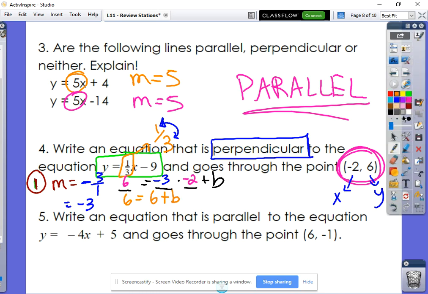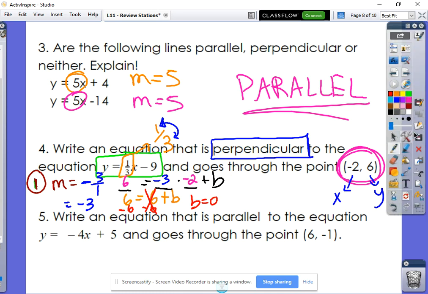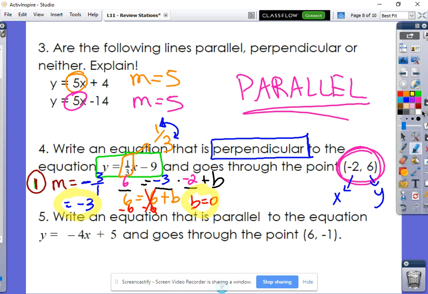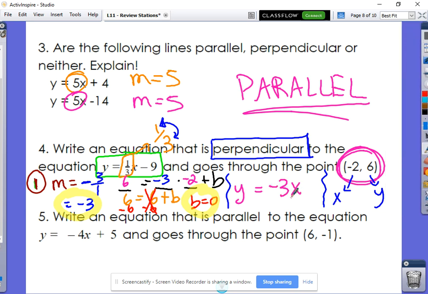My last piece is to subtract the 6 over. But think about what happens there. When you subtract 6 from 6, you're left with the fact that b equals 0. So now we know our two most important things in order to create an equation. Our slope is -3 and our b is 0. So our answer is y equals -3x. And technically there's a +0 there, but we don't need to really write it. I'll just write it in case, just so you don't forget it there.